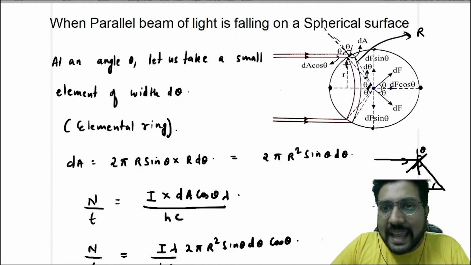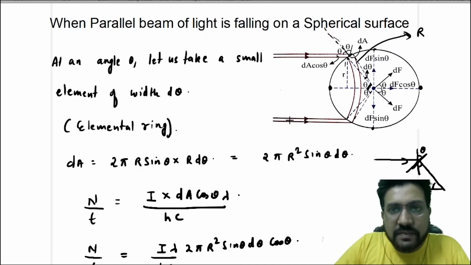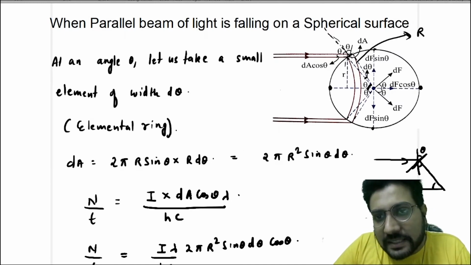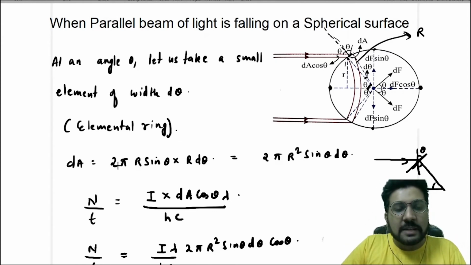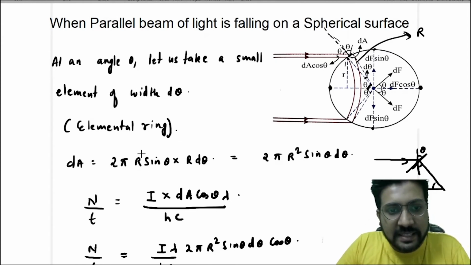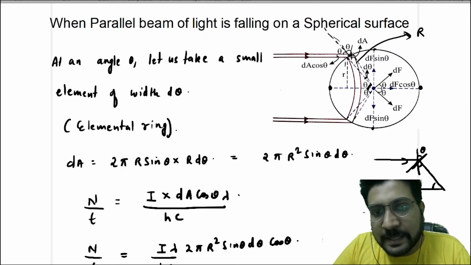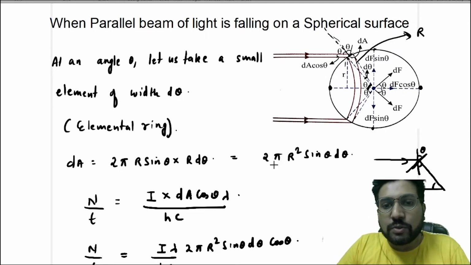And what is the area of this element? The area of this element will be 2 pi r multiplied by this width. Okay, so the area of the element will be 2 pi R sine theta, that is the radius of this ring, multiplied by R d theta, this thickness. So that will be equal to 2 pi R square sine theta d theta.